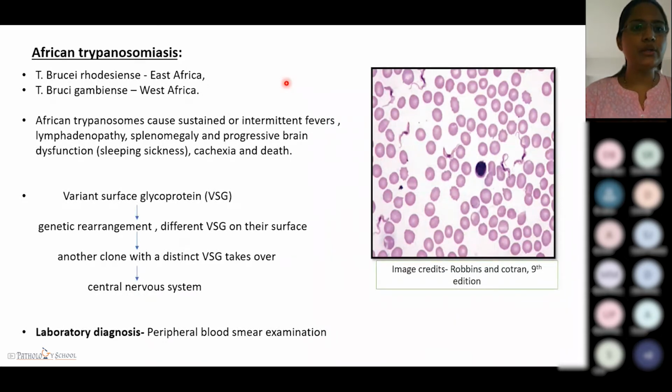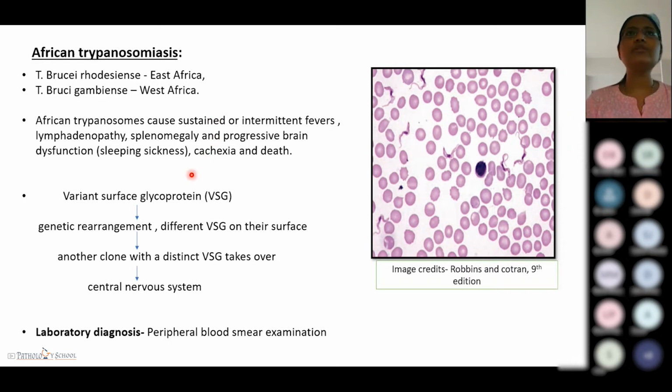So next is African trypanosomiasis. In East Africa, it is caused by Trypanosoma brucei rhodesiense, while in West Africa, it is caused by Trypanosoma brucei gambiense. African trypanosomes cause sustained or intermittent fevers, lymphadenopathy, splenomegaly, and progressive brain dysfunction. So it causes sleeping sickness, cachexia, and death.